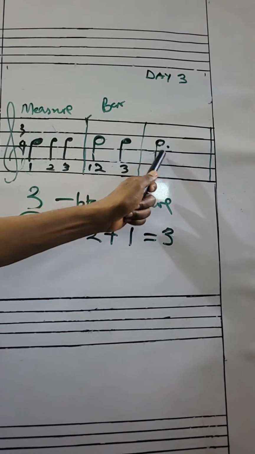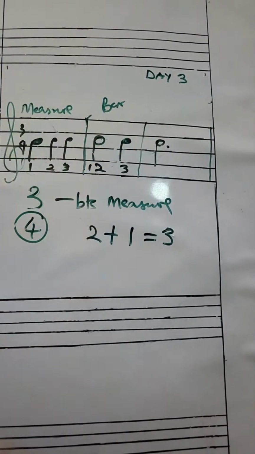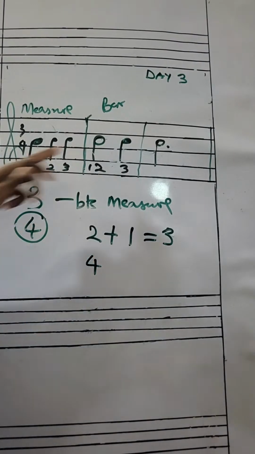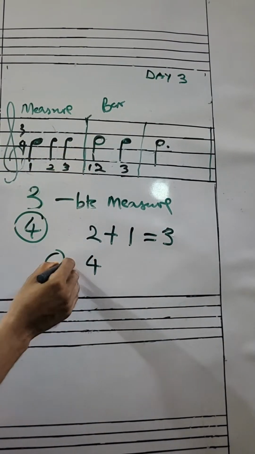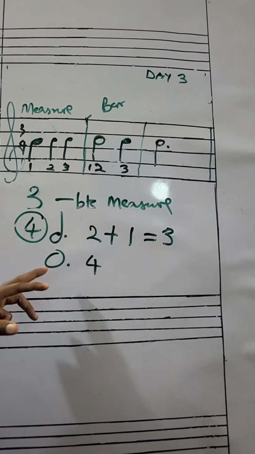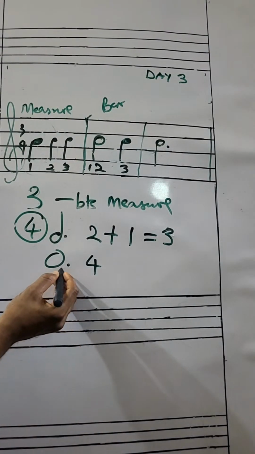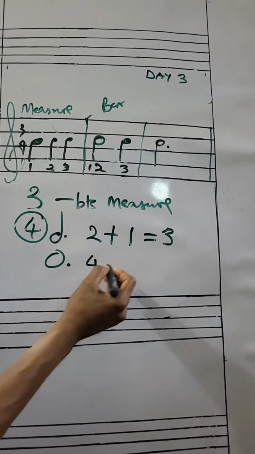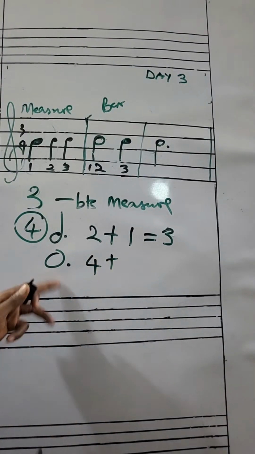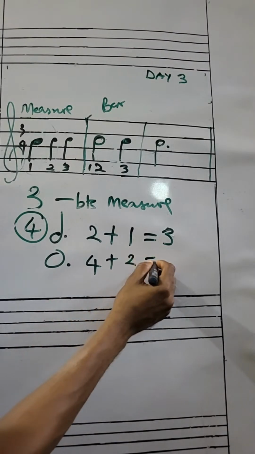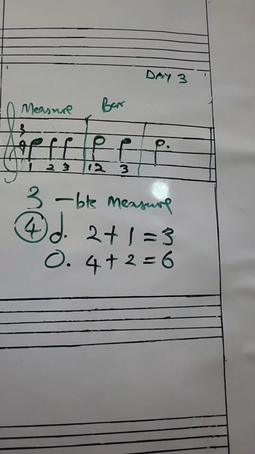So if you see a dotted note, it adds half the value of that note. Let's take, for instance, your whole note. Your whole note here is 4. That means if we have a dot placed after your whole note, it's going to add half of 4. What is half of 4? 2. So this equals 6. It's simple mathematics.